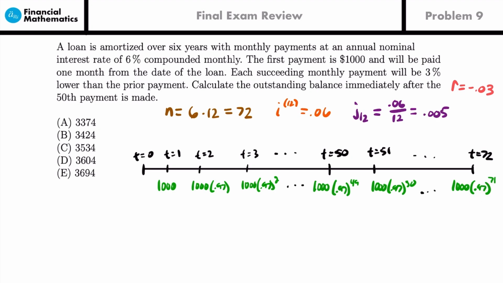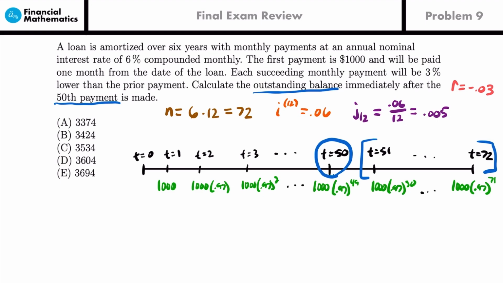Okay, so when we want to calculate this outstanding balance after the 50th payment, what we're doing is calculating the value of the loan at time 50. We want to know the present value of the remaining payments from time 51 to time 72. That is what we're going to calculate here. We want to value all of those payments at time 50, not time 0, time 50, because that's where the outstanding balance after the 50th payment would be valued. Okay, so really here, we are still calculating a present value of a geometric annuity.